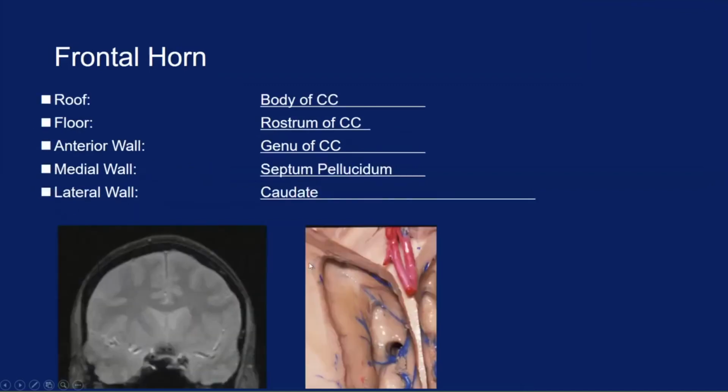The medial wall would be made up by the septum pellucidum. The lateral wall would be made up by the caudate, and that helps define the basic anatomical boundaries for the frontal horn: roof, floor, anterior wall, medial wall, lateral wall. And this is a nice correlation between a gross specimen and an MR image.